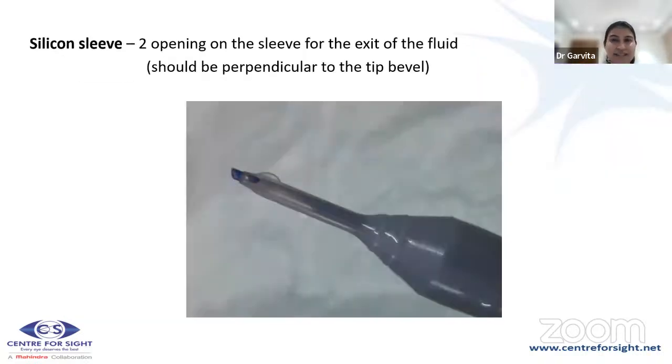This is the silicon sleeve. It has 2 openings on both sides for the exit of fluid, and ideally should be perpendicular to the tip bevel.